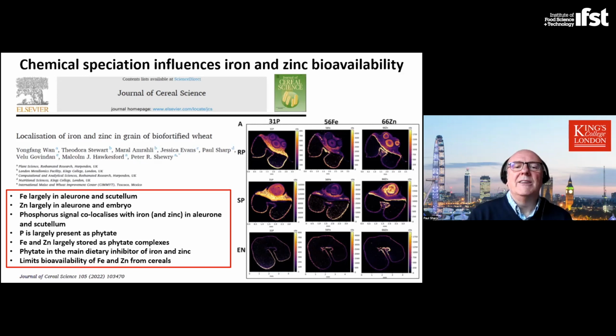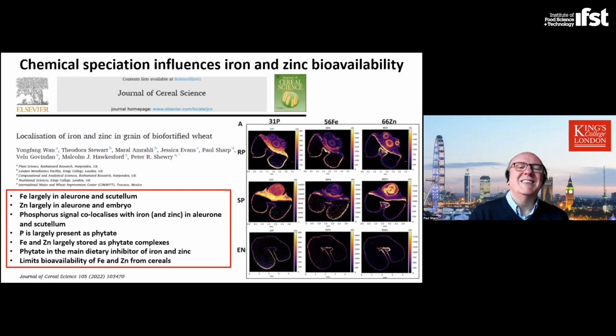Zinc is also highly prevalent in the aleurone layer, but there are also very high levels of zinc in the embryo of the wheat grain. And then we've also got an overlay with the phosphorus signal, which you can see is the 31P panel there. And you can see that the phosphorus signal co-localizes with iron in particular, and also with zinc in the aleurone and the scutellum. So the phosphorus is very prevalent in those particular structures within the wheat.